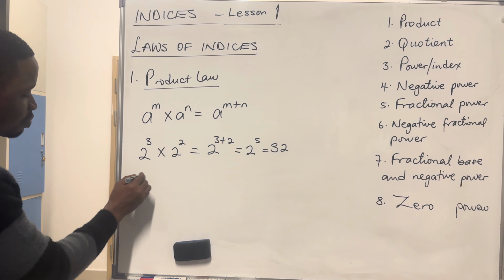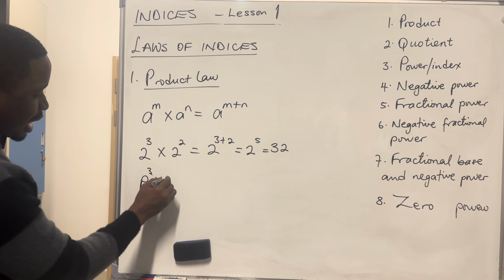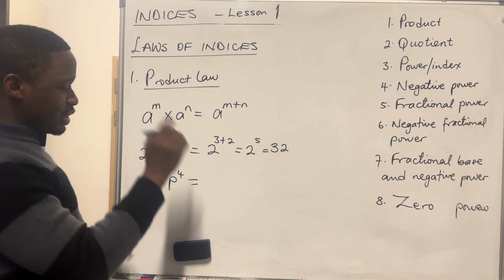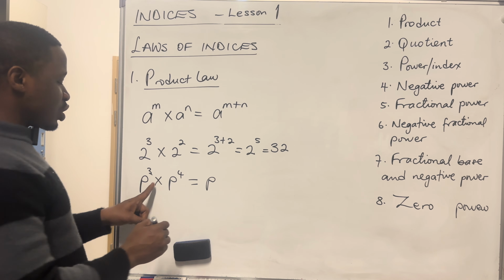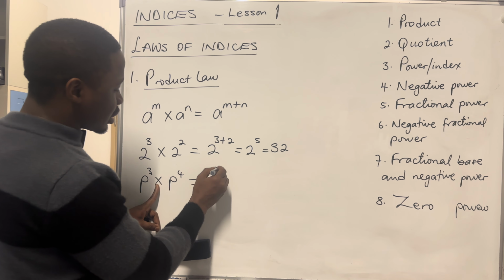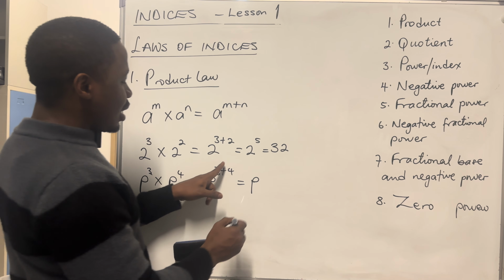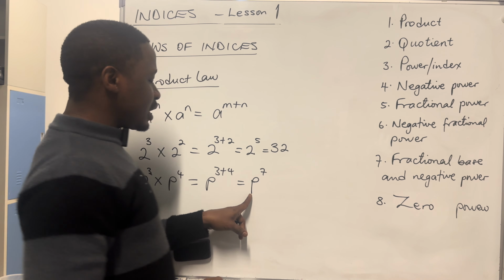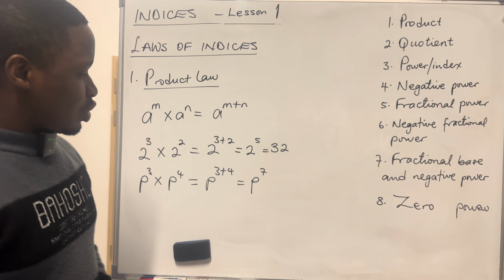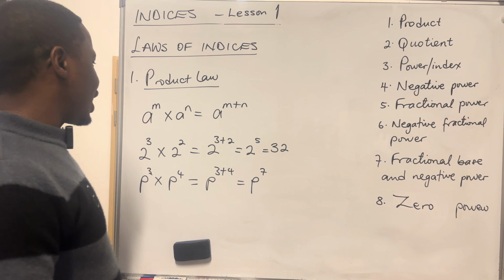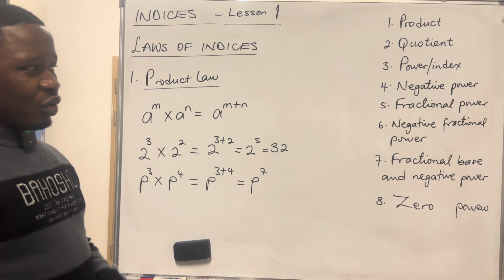So if we have p to the power 3 times p to the power 4, the bases are the same. We take 1. Because of multiplication, we add the powers 3 plus 4. So this will give us p to the power 7. But this is not a known value, so we cannot simplify it further. This is what we have. So this is the product law.